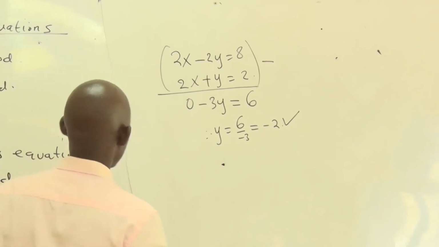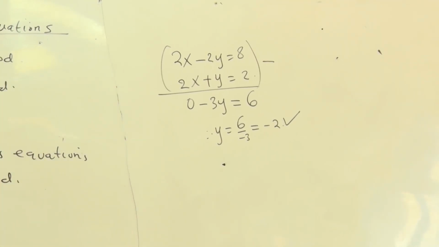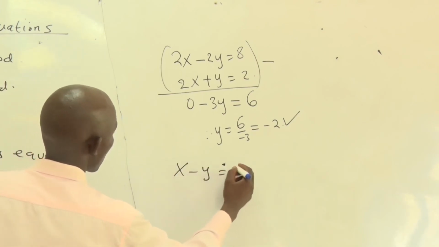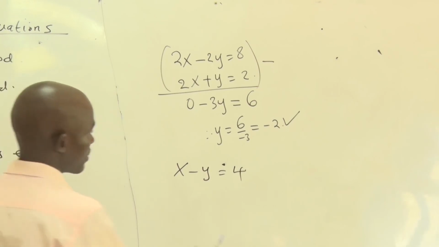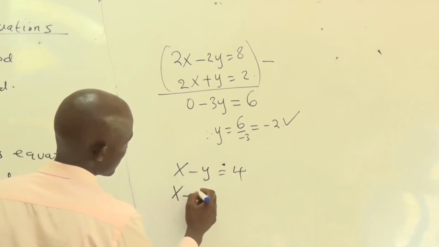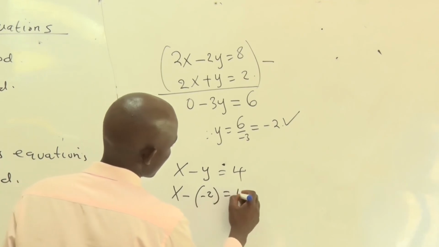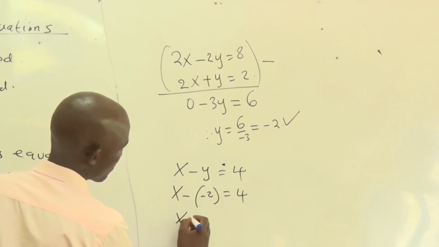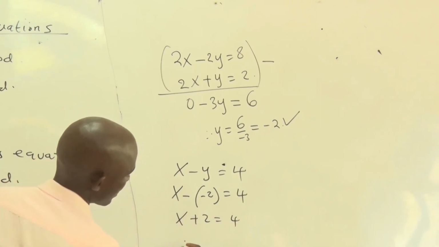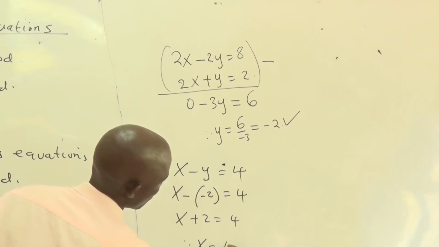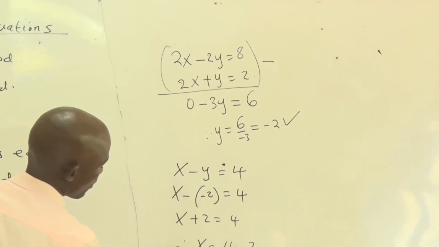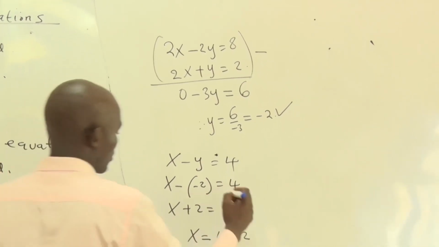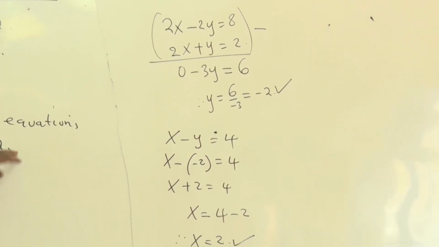If we now look at, you can write any of these equations for you to get x. x minus y is equals to 4. If you replace y, x minus into brackets minus 2 is equals to 4. A minus times a minus is a positive. So x plus 2 is equal to 4. Therefore, x will be equal to 4 minus 2. So x will be equal to 2. So these are the two values.